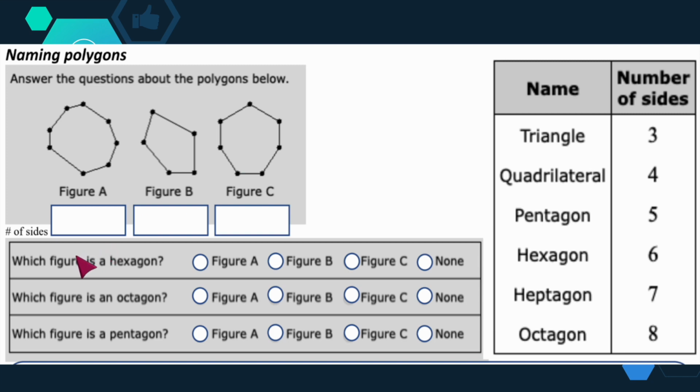To answer the questions below, it's saying which one is a hexagon, which one is an octagon, and which one is a pentagon. So we're just going to go through and count the sides, and I'm going to speed this up a little bit so you can see it because it goes a little slow going all the way around. So if I were to count each side, I have 8 sides.